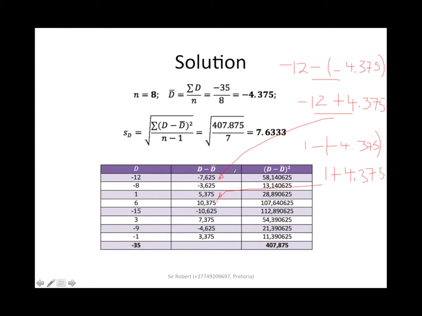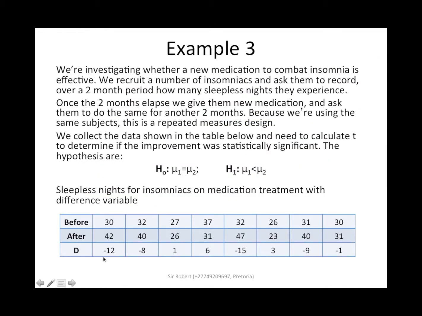Then after you get these figures, you square them, like minus 7.625 squared is equal to 58.140625. When you square them, then you add them. It gets roughly this figure. When you get that figure, you can input it here. Remember, your n is 8, so n minus 1 is 7. Once you do that, you get 7.6333.